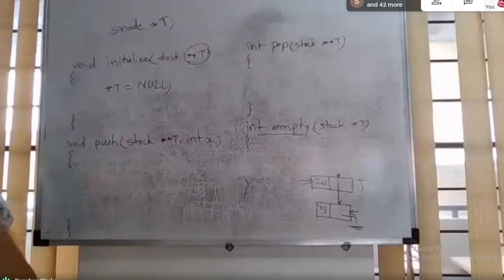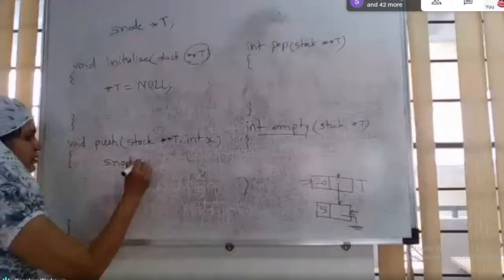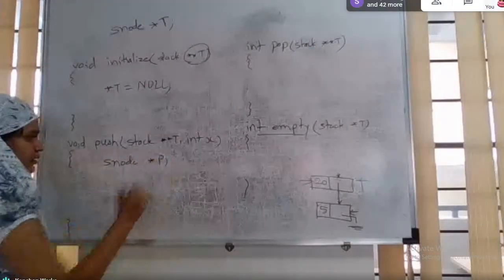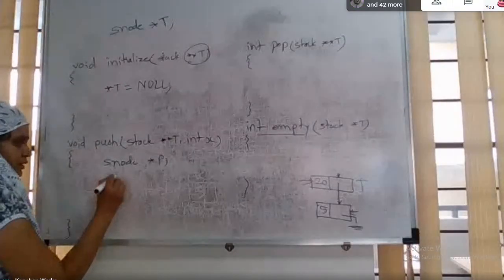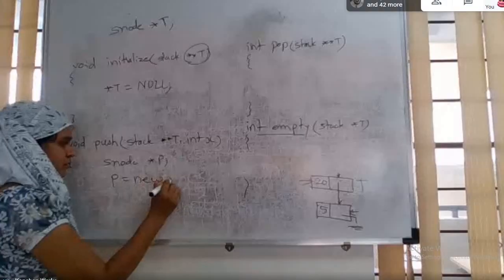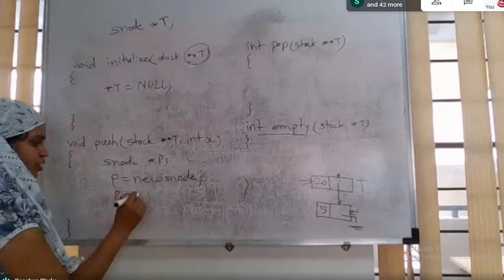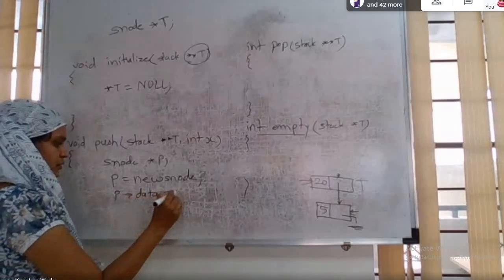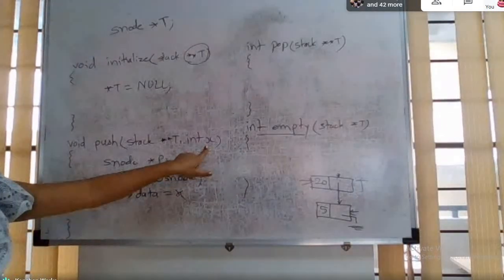Now the push operation. In push again, S node pointer p, because you are creating a new node, then p equals to new S node. p of data equals x, because here I have sent the data through the function.